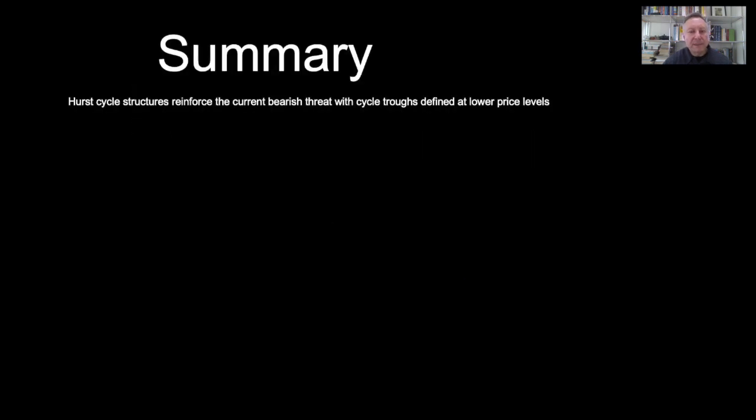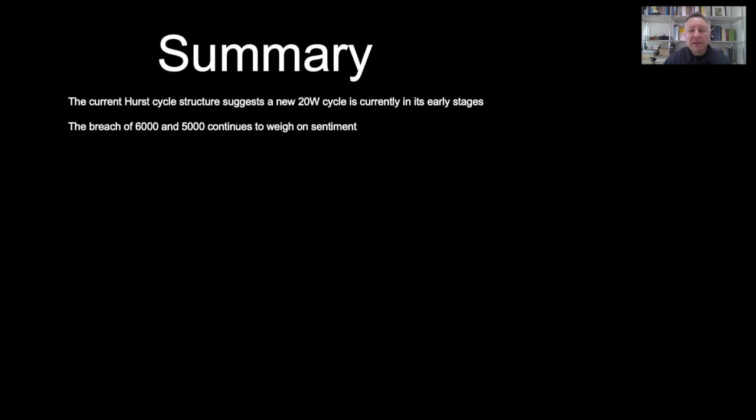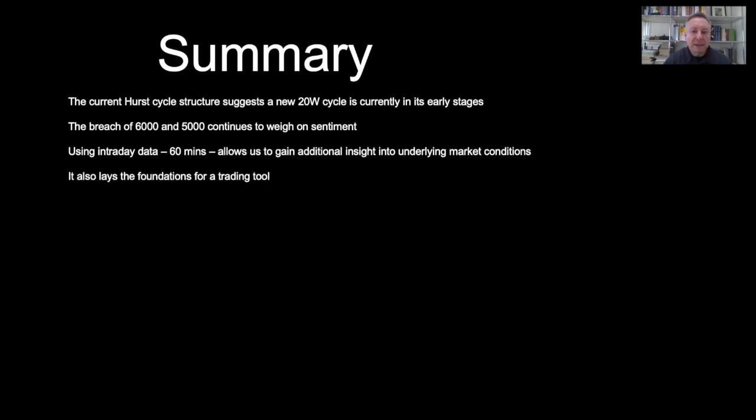If we look to summarize, firstly, the Hurst cycle overview, the structures continue to reinforce the underlying bearish tone in the market, with cycle troughs continuing to be defined at lower price levels. The breach of both the 6,000 and the 5,000 level recently continues to weigh on sentiment. Using intraday data, namely 60-minute frequency, allows us to gain additional insight into underlying market conditions. It also lays the foundations for a trading tool, as we saw earlier. And what this approach tells us at this point in time is that the trend remains down, and that the prudent trading decision should be one where you should still be long cash.